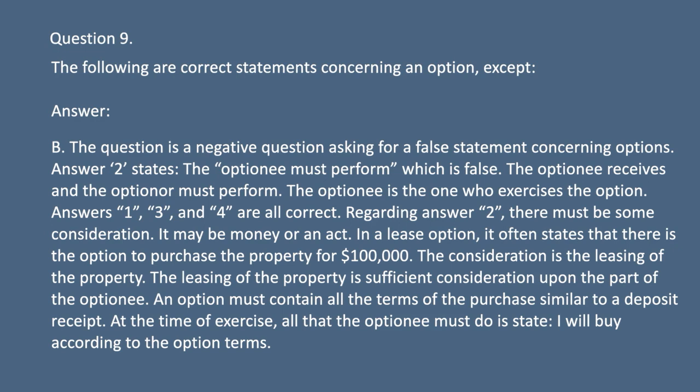It may be money or an act. In a lease option, it often states that there is the option to purchase the property for $100,000. The consideration is the leasing of the property. The leasing of the property is sufficient consideration upon the part of the optionee. An option must contain all the terms of the purchase similar to a deposit receipt. At the time of exercise, all that the optionee must do is state, I will buy according to the option terms.